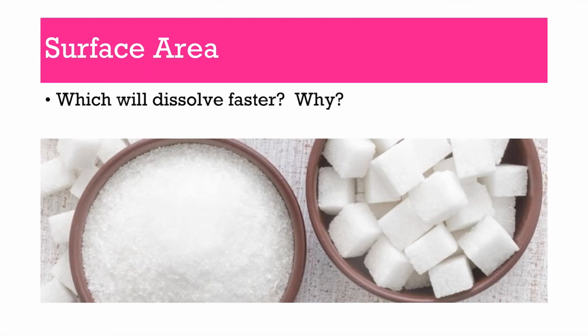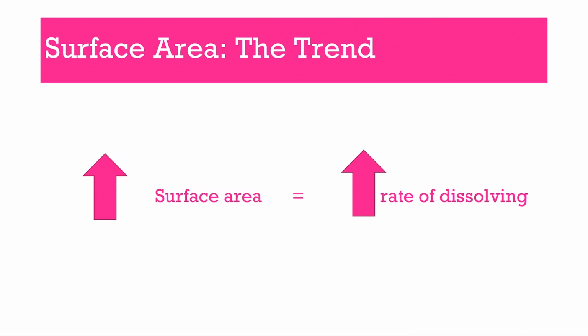So again, here we have ground sugar and cube sugar. Which do you think will dissolve faster and why? And so the answer is the increased surface area, increased rate of dissolving. There's more that's in contact with the solvent, the thing that does the dissolving, so it can dissolve faster. Again, this is the rate, it dissolves faster. It has nothing to do with the actual amount of stuff that can be dissolved.